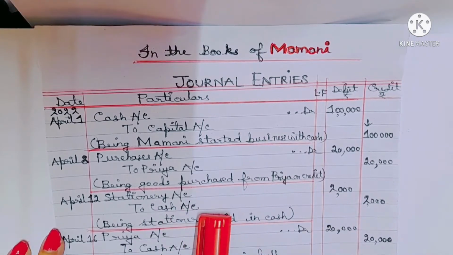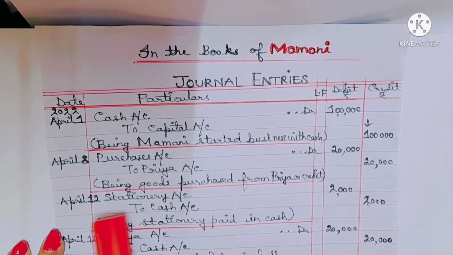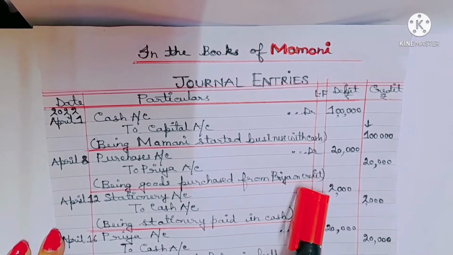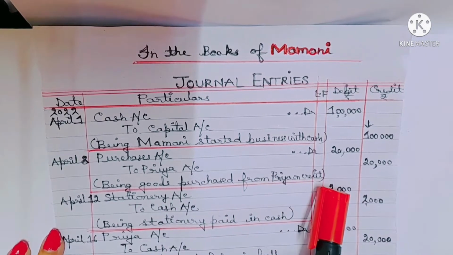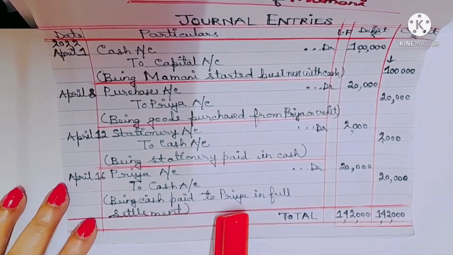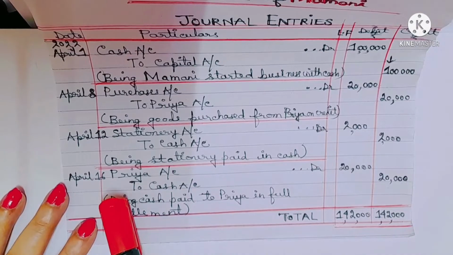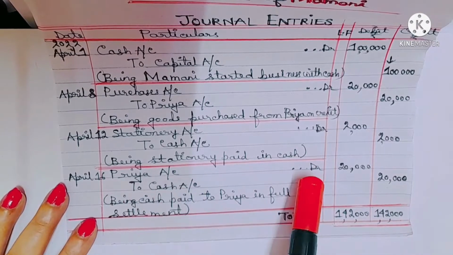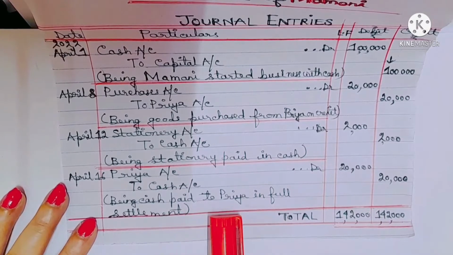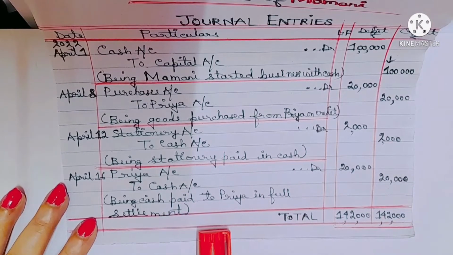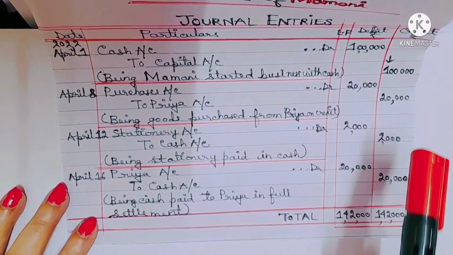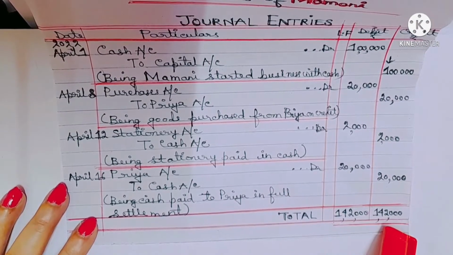The third journal entry is on 12th April, stationery account debit to cash account 20,000. Being stationery paid in cash. The fourth journal entry, or the last journal entry, is on 16th April, Priya account debit to cash account 20,000. Being cash paid to Priya in full settlement. The total is debit side 1,42,000, credit side 1,42,000.